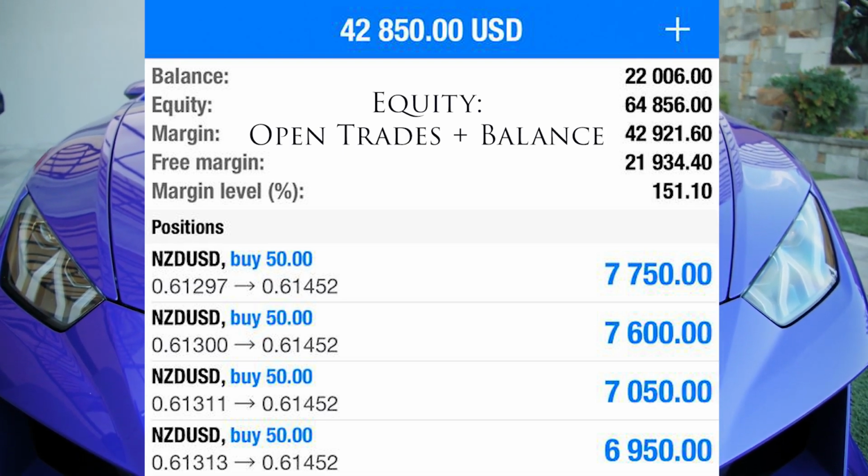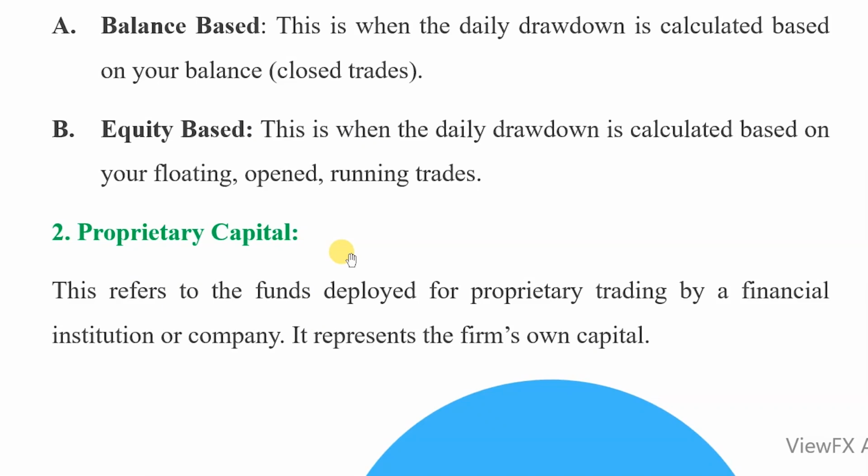So what is proprietary capital? This is the fund that has been deployed for proprietary trading by a financial institution or company. It represents the firm's own capital. Sometimes a firm can deploy $10 million. This money is referred to as the proprietary capital. This is money available for individual traders to trade with.